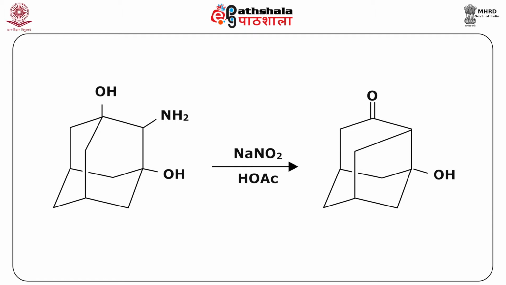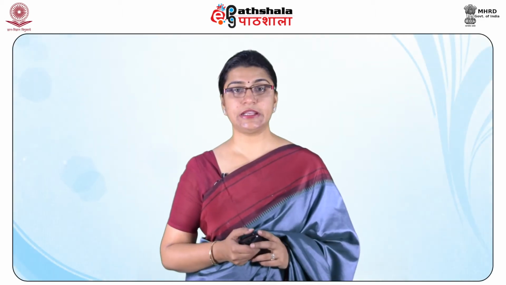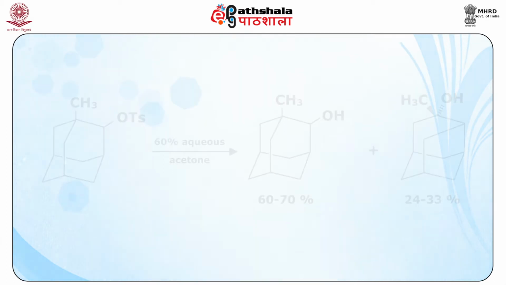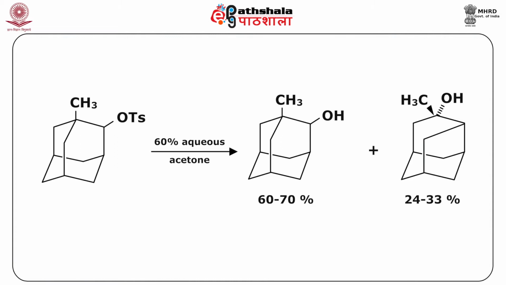Furthermore, a 56% yield of 8-hydroxy-protoadamantone was obtained after the deamination of 2-aminoadamantane-1,3-diol as shown in the scheme. Similarly, another way of preparing protoadamantone is the hydrolysis of 1-methyl-2-adamantyl tosylates as shown in the scheme, which gives 4-methyl-exo-4-protoadamantol in approximately 30% yield.